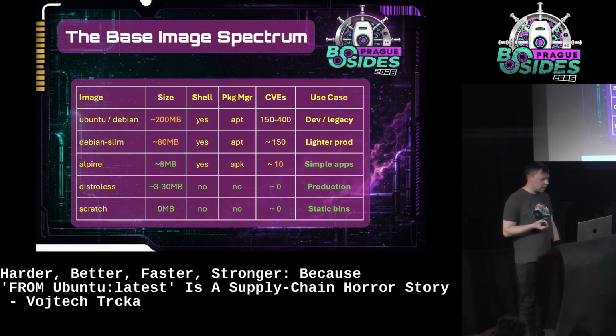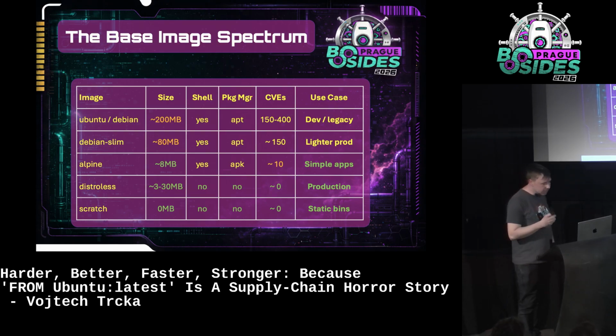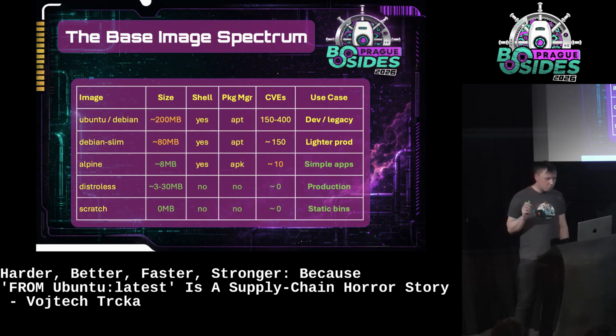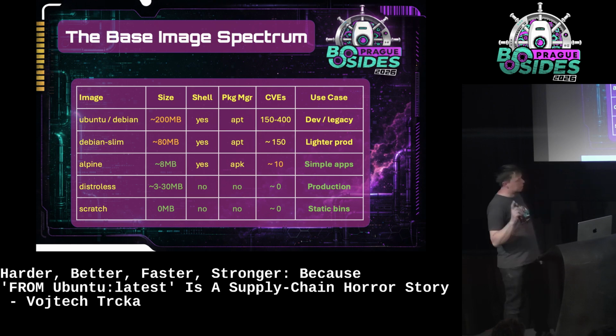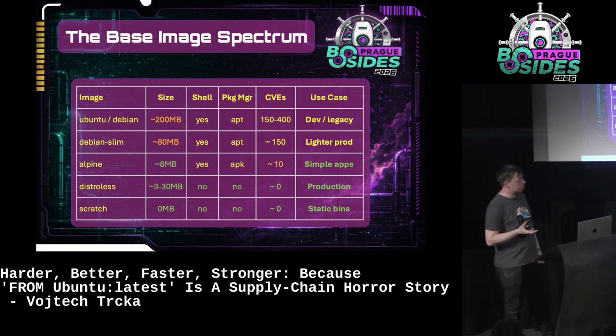Then Alpine. A tiny image. There is still a shell, but it is a big win for many apps. There is one thing which is quite different: Alpine uses musl instead of glibc, which sometimes causes weird surprises when you try to build your app.